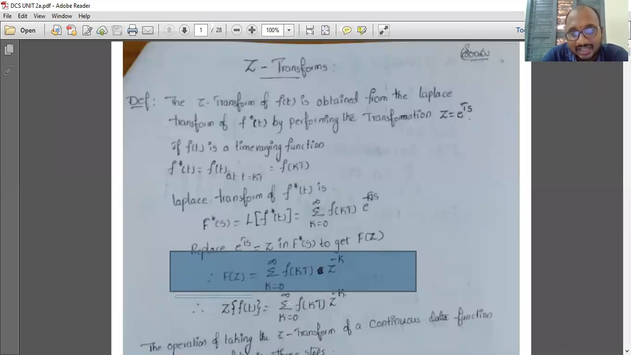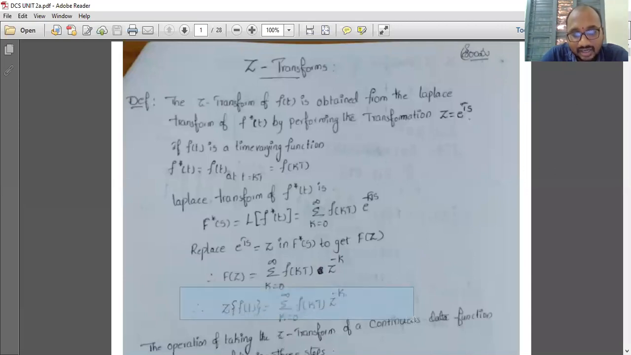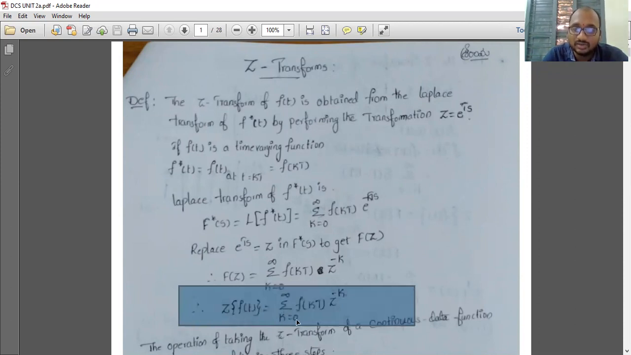So finally we get the expression for the z transform of a signal f of t. Z transform of f of t is equal to sigma k is equal to 0 to infinity f of kt into z power minus k. You remember this formula. This is the basic formula for the z transform of any continuous time varying signal. Z of f of t is equal to sigma k is equal to 0 to infinity f of kt into z power minus k.